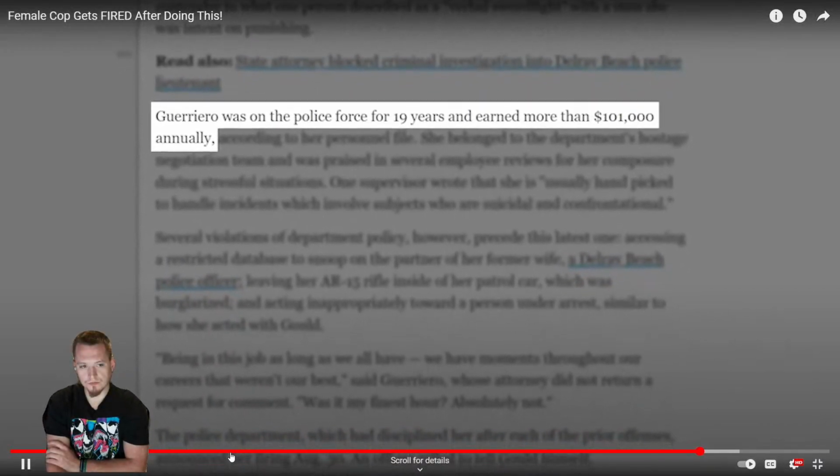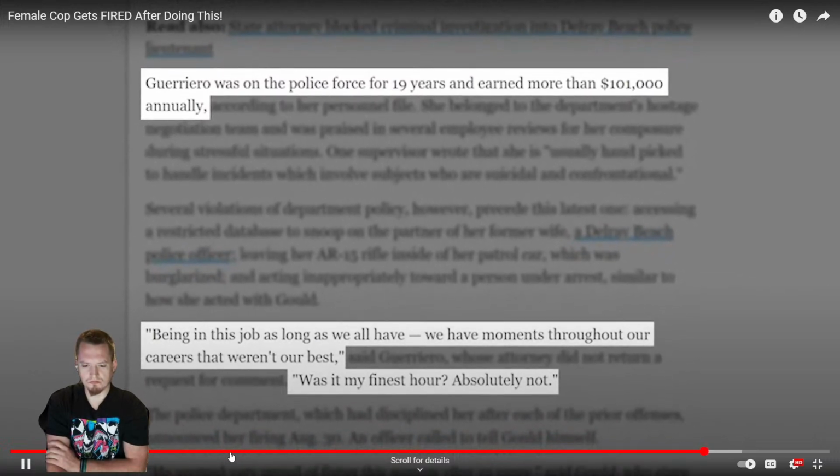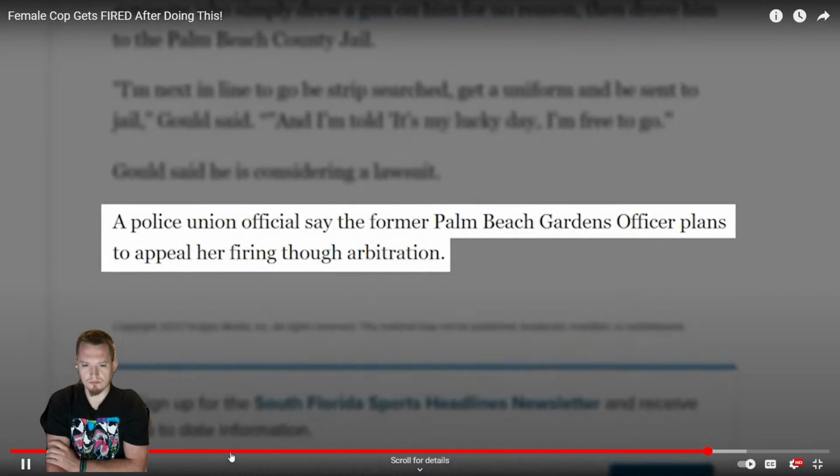$101,000 annually. She later told a reporter that, quote, "Being in this job as long as we all have, we have moments throughout our careers that weren't our best. Was it my finest hour? Absolutely not." It is also reported that Officer Guerriero planned to appeal her termination through arbitration.